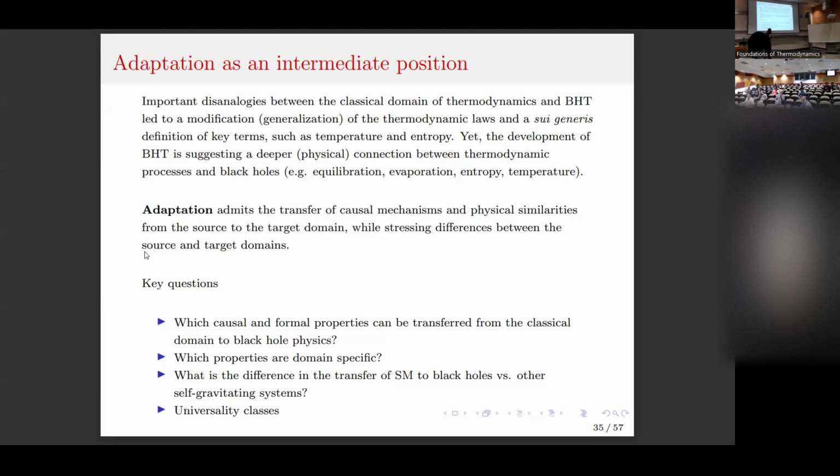And finally, there is something related with the idea of universality classes. So I would like to understand whether we can distinguish between different types of universality classes in black hole physics, some of these classes being more susceptible to the laws of thermodynamics than others. There are different types of black holes. We know that some black holes are more nicely behaved than others. So I would like to understand whether it makes sense to separate them into universality classes, some of which might be, as I said before, more susceptible to the use of thermodynamics.